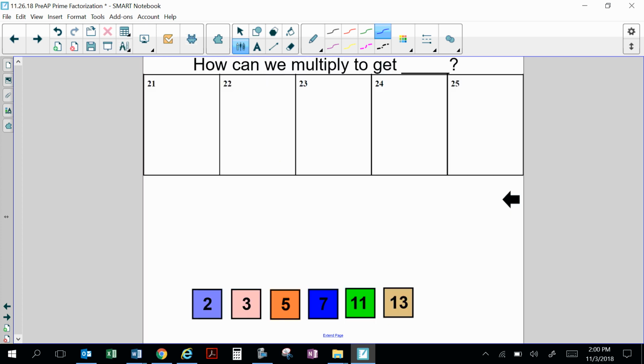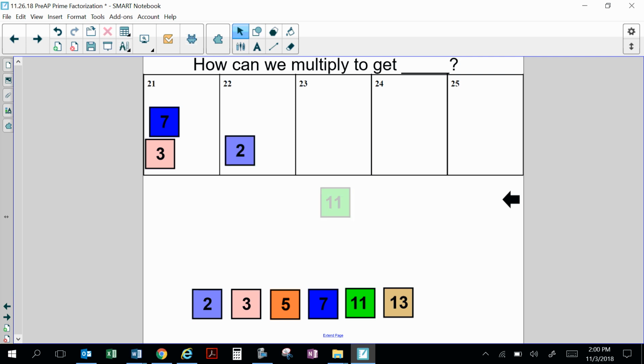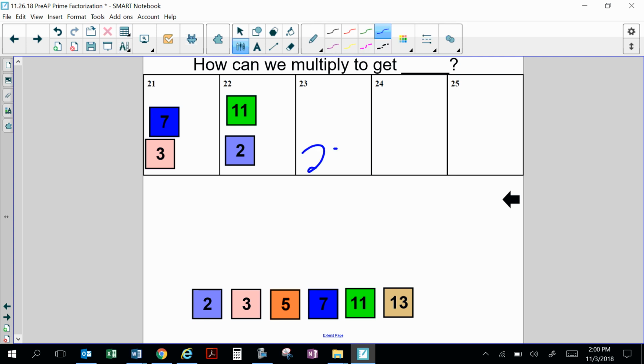21. How can we multiply to get 21? 3 times 7. How can we multiply to get 22? 2 times 11. How can we multiply to get 23? I think it's just 23. And now let's do a hard one.